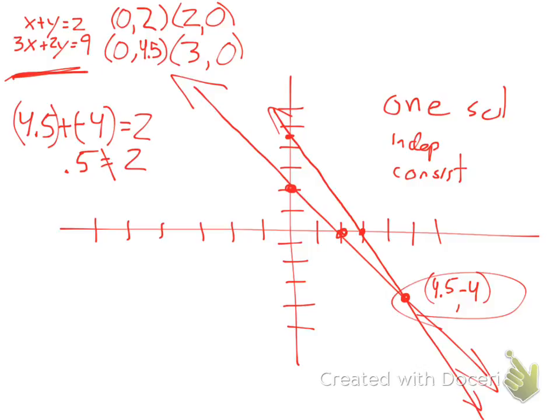I'm not going back and fixing it. I don't expect you to go back and fix it either. I just wanted you guys to get the idea of graphing, finding a point, and being able to identify independent, dependent, consistent, inconsistent, how many solutions. The next section or so, we're going to find the real solution, the easy way, the right way.